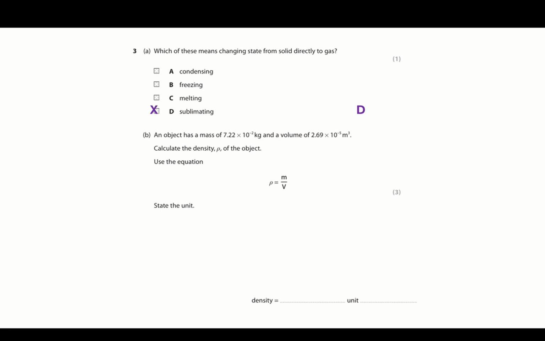An object's got a mass in kilograms, fine, and a volume in meters cubed, fine. We've got to give our own unit, so we can leave that as it is. Calculate the density. So it's the symbol for density, or we can use the rho sign. And it says calculate the density. I get to just use the equation I've got in front of me. So I'm going to take the mass and divide it by that.